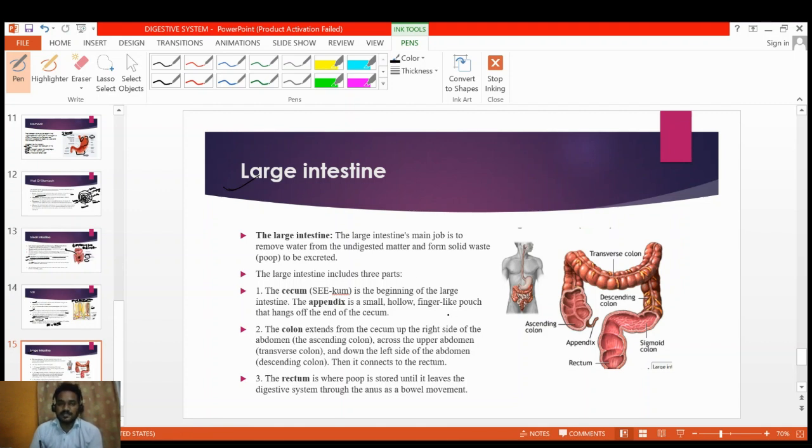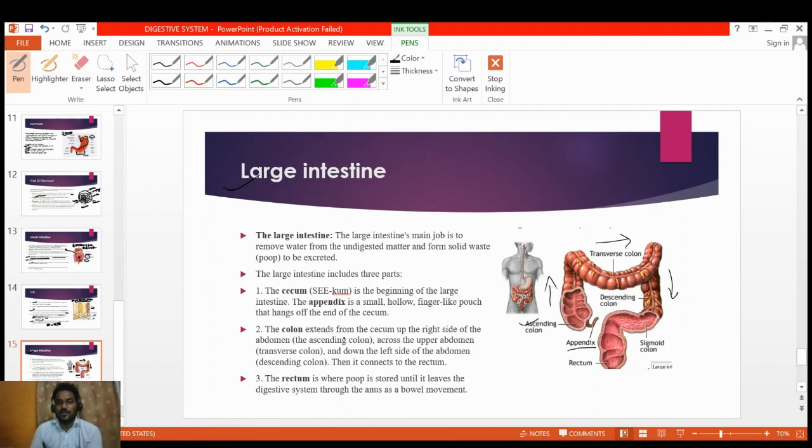There is a finger-like, pouch-like extension of the cecum known as the appendix. This is the vermiform appendix, which is a vestigial organ in humans with no such use. The second part, the major part, is the colon. It is divided into three specific segments on the basis of position and arrangement: ascending, transverse, and descending.